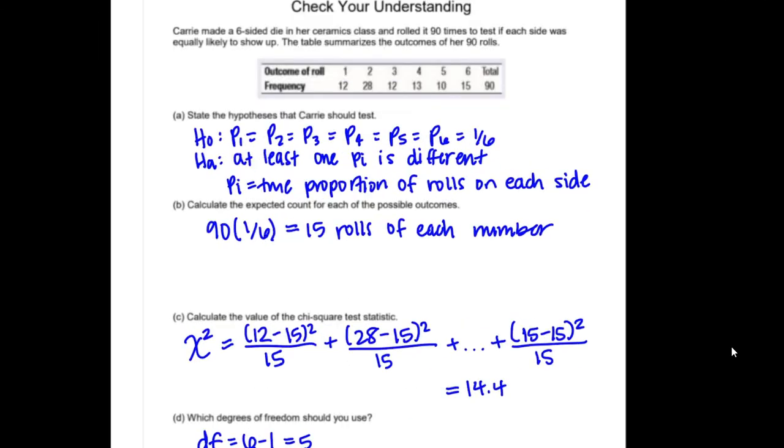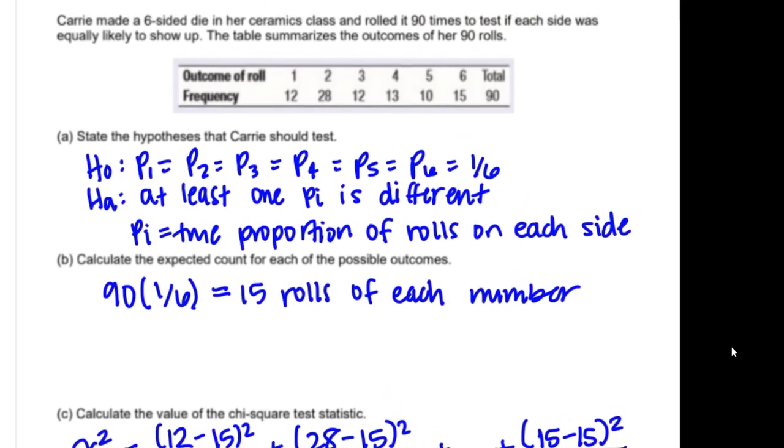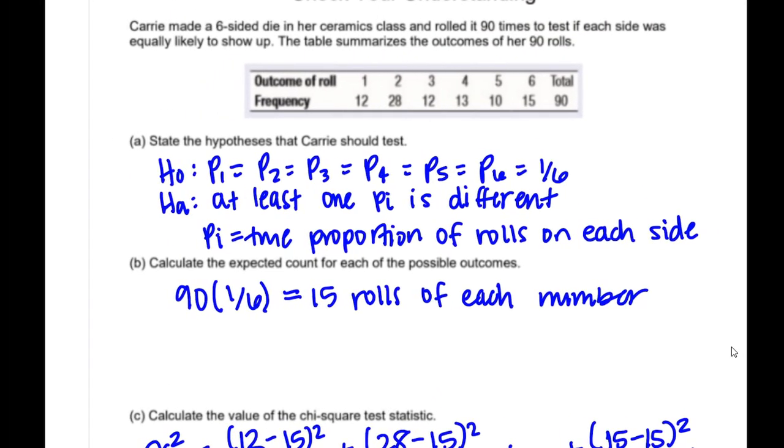Okay, so the check your understanding is a little bit different because what it says is the hypothesized distribution is each side was equally likely to show up. So I'm going to label that as the hypothesized distribution. So our null is that they are equally likely. Remember, the null is always no change or whatever. And so in this case, I just listed them out that the outcomes are all going to equal each other and that they will also equal 1/6. Because that's what equally likely means on a 6-sided die.